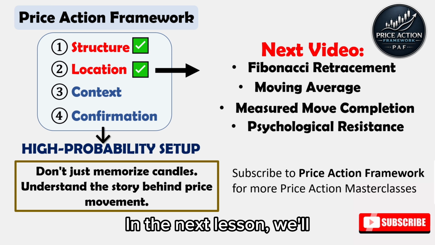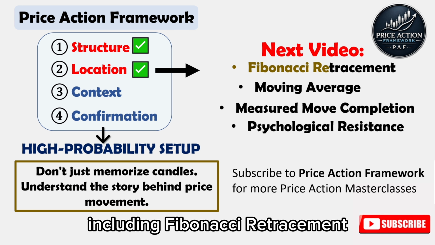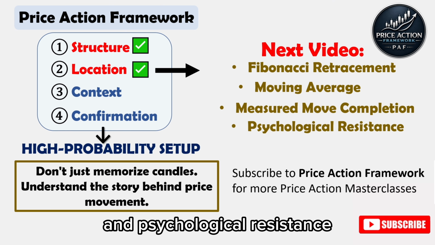In the next lesson, we'll continue breaking down more high-probability price action locations, including Fibonacci retracement, moving average, measured move completion, and psychological resistance.